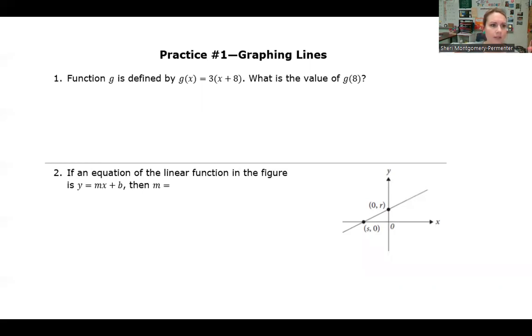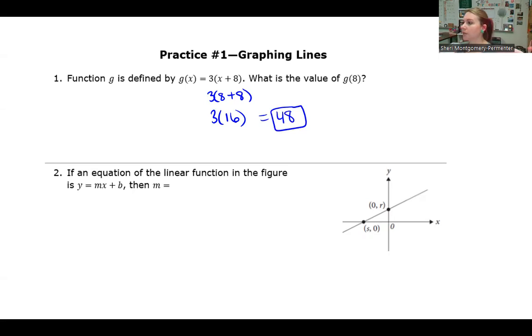So we can rewrite it. 3, we're plugging in 8 for x. So now as we evaluate 8 plus 8, what is that? 16. And then we've got 3 times 16. Very good. That is it. Any questions over that one?